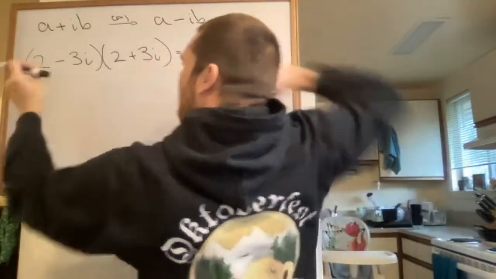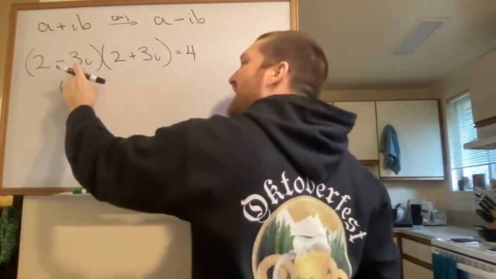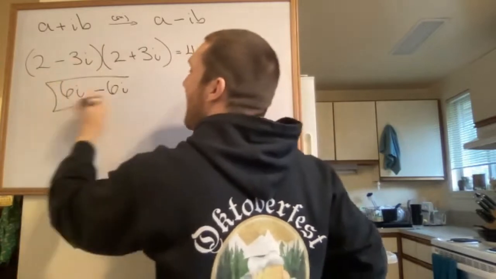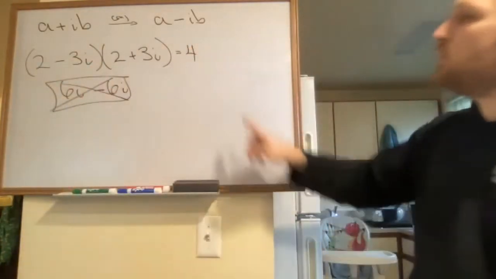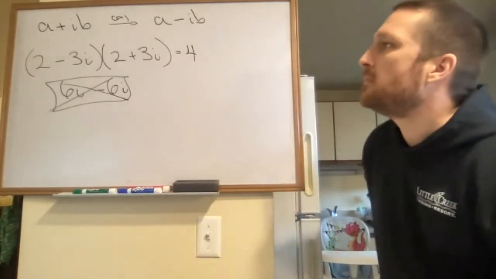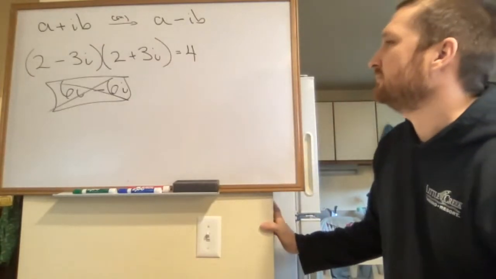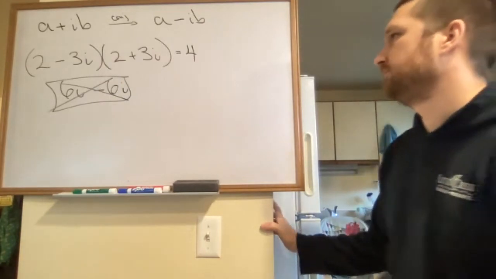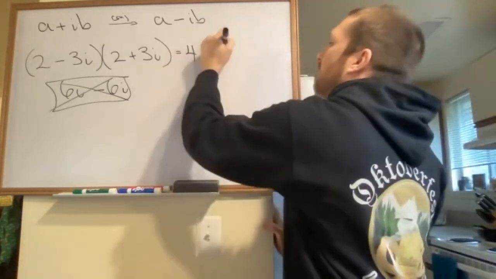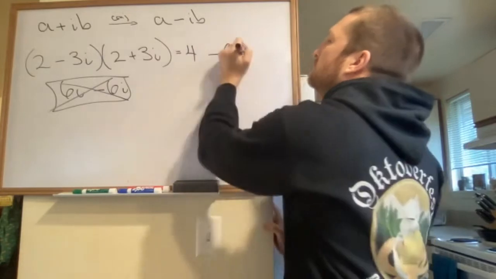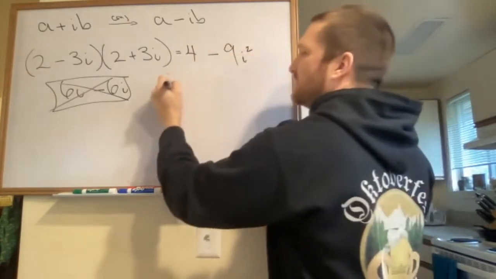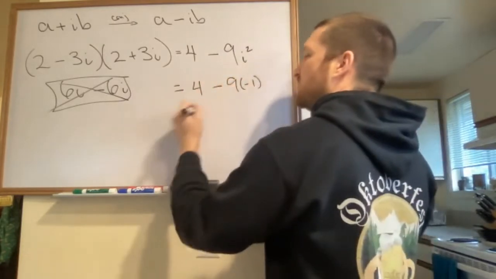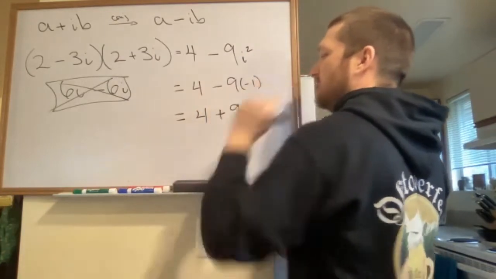We could say 2 times 3i would be 6i. Negative 3i times 2 would be negative 6i. Oh yeah, the outer and the inner cancel. And then what do I get for my last multiplication? Minus 9. And then i squared is minus 1, so it would just be plus 9. There we go. And so we end up with 4 plus 9 right there.